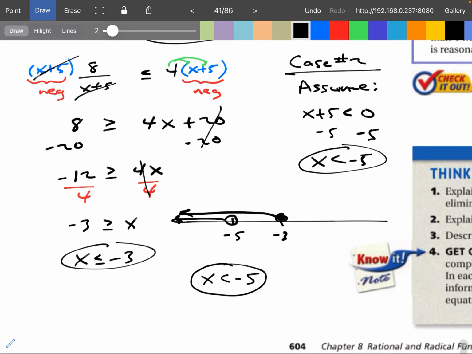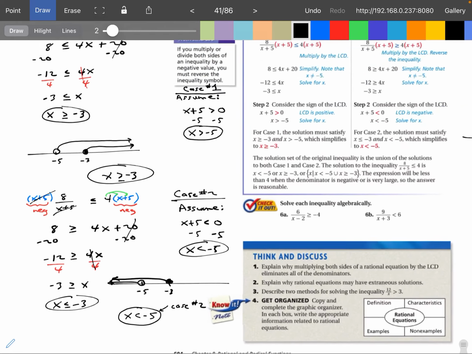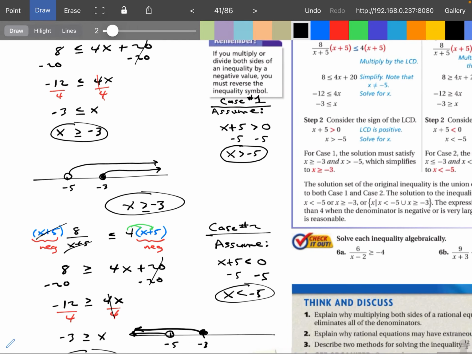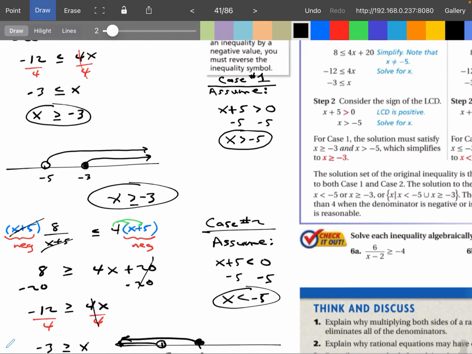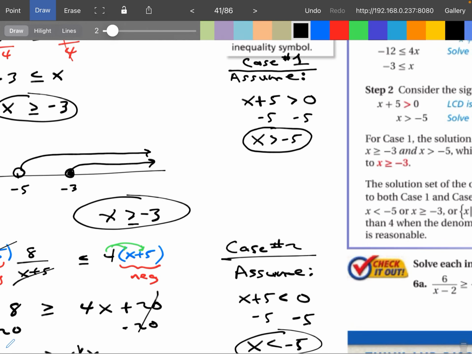Now, we just solved, we're almost done, this was the solution for case 2, right? That's for case number 2. And then for case number 1, we had this up here. This was for case number 1. This one.